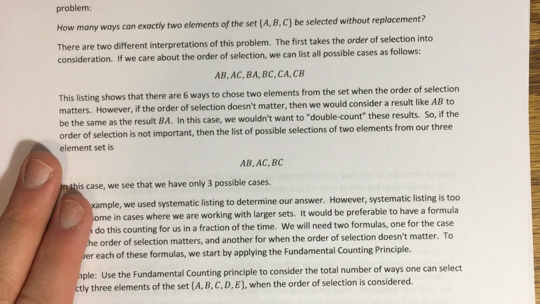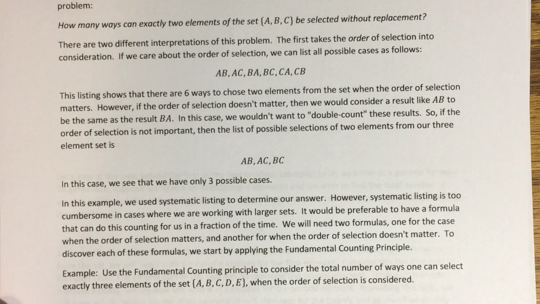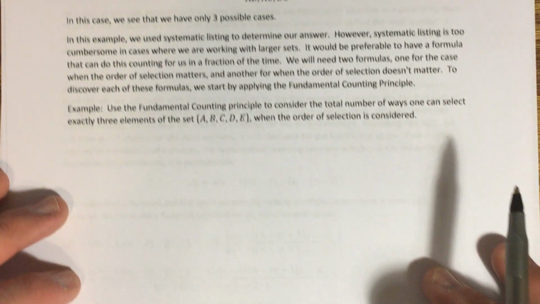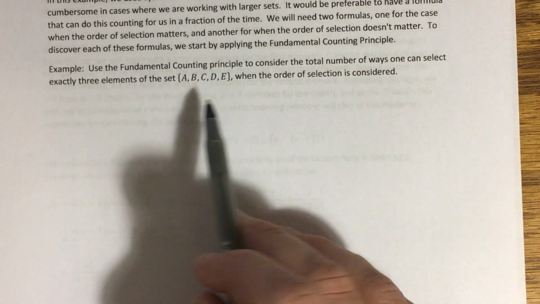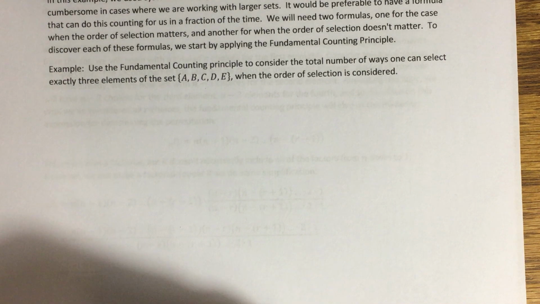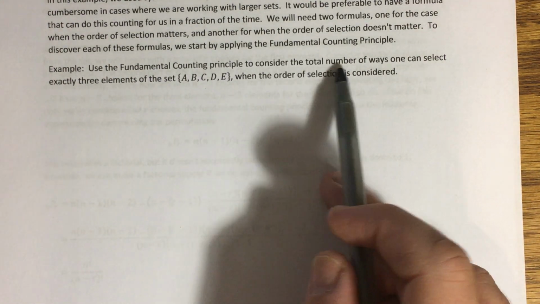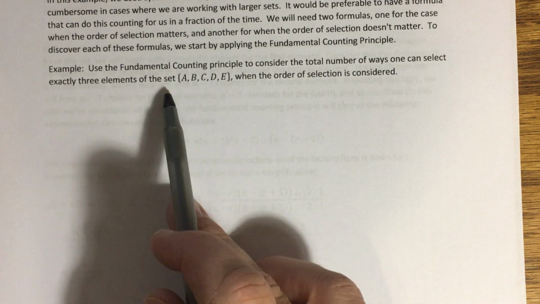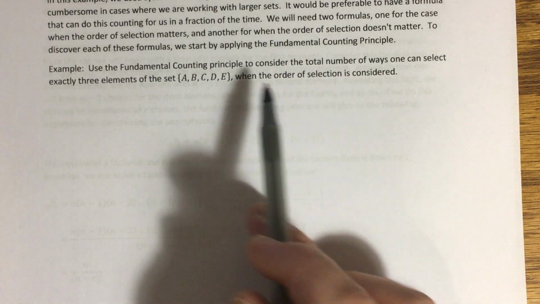And the goal is going to be to derive formulas for these things that we call permutations and combinations. But as a starting point, we want to think about the tools that we already have. We want to think about that fundamental counting principle that we talked about in the last section. So let's do an example that's a little bit harder than what we just did, but the same kind of idea. We want to use the fundamental counting principle to consider the total number of ways one can select exactly 3 elements of the set A, B, C, D, E when the order of selection is considered.